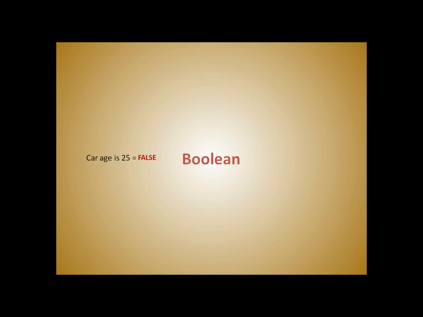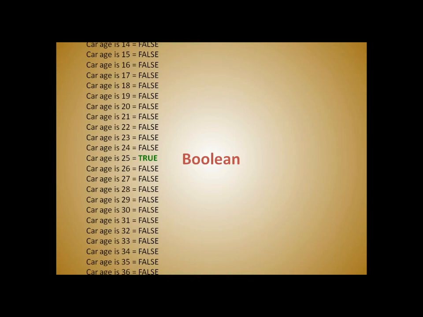In order to display the age accurately using booleans, I would need a whole slew of them. It'd be a big mess. You can see that in this case, a boolean just isn't the right way to do things. An integer would work much better. Car age equals 25. Let's review.